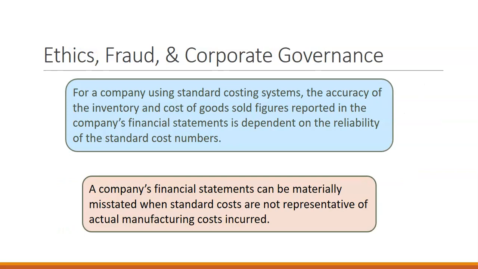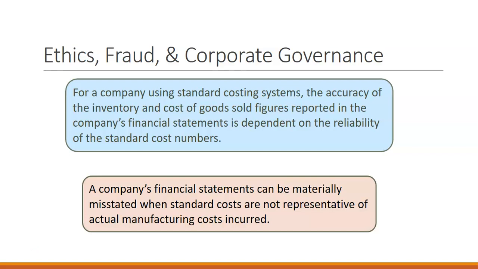Then last, we have the ethics, fraud, and corporate governance. Our standard costing systems are how we determine our inventory and cost of goods sold figures, so we have to report as reliable standard costs as we possibly can. If our standard costs are not representative of our actual costs, then our financial statements are materially misstated, because that is how we're recording our cost of inventory.